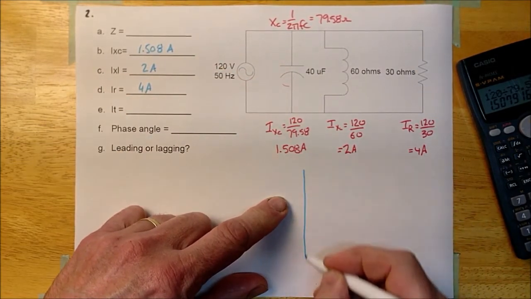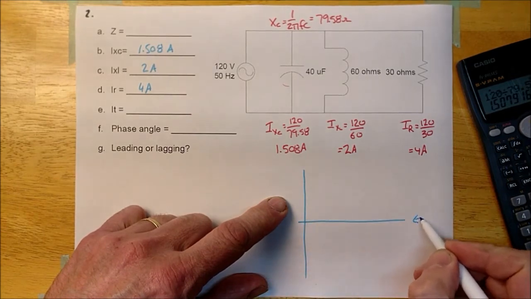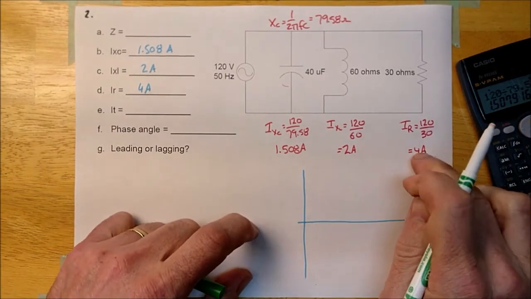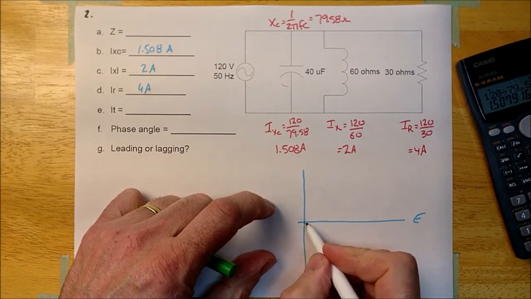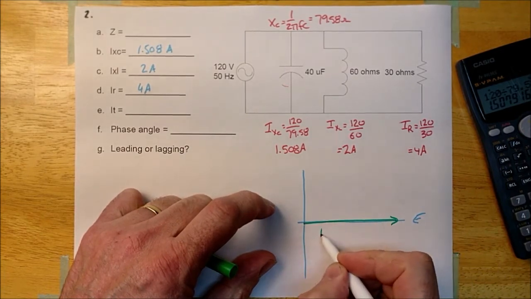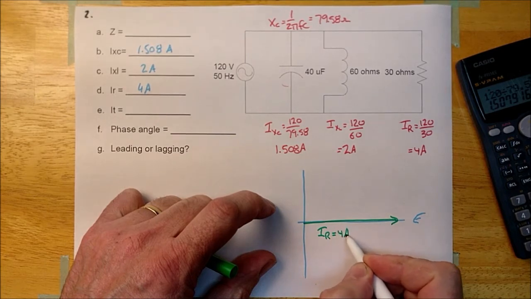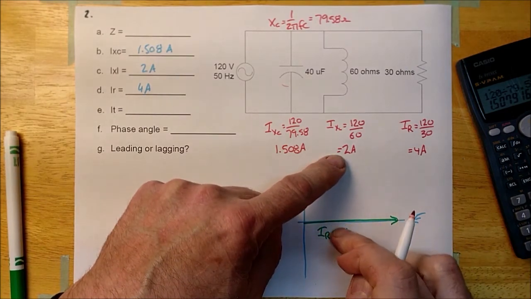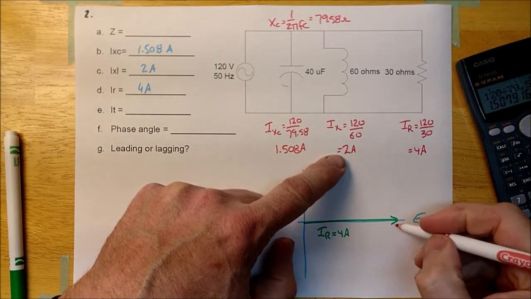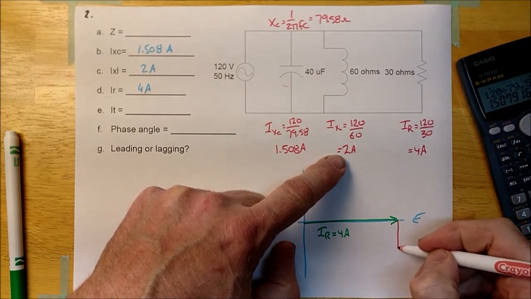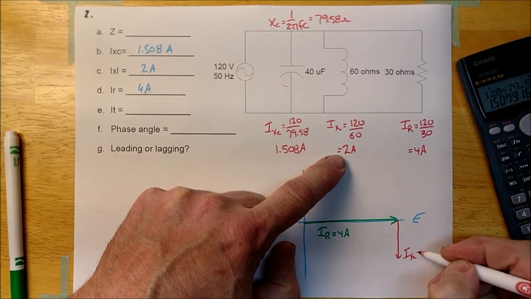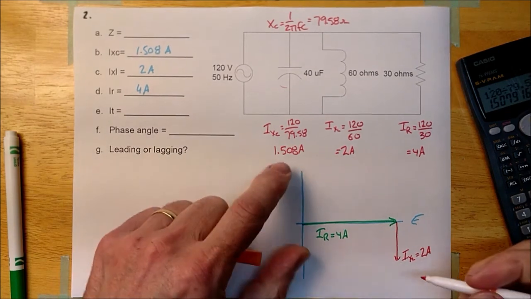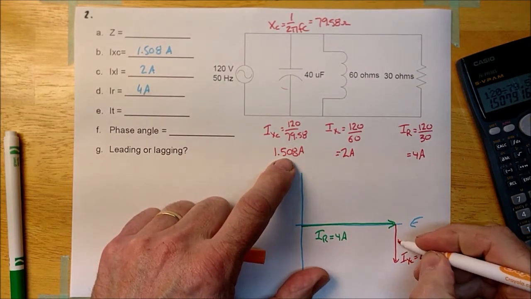Okay, so here's going to be my current phasor diagram right here. And again, since this is parallel, we're going to compare them to the voltage. And I'm going to draw IR on the bottom. It always goes on the bottom. All right, so nice big long IR. IXL has got to be drawn so it is lagging by 90, so it's down, and it always will be for a parallel circuit. We're going to draw IXC, 1.508, which means it goes right here.